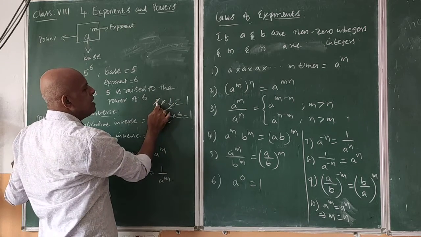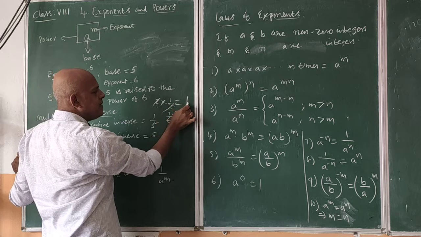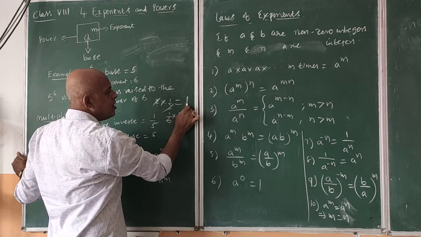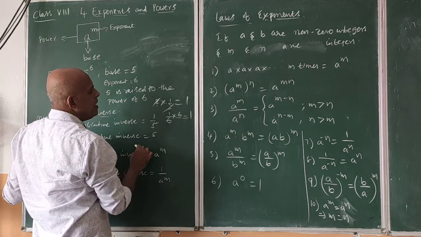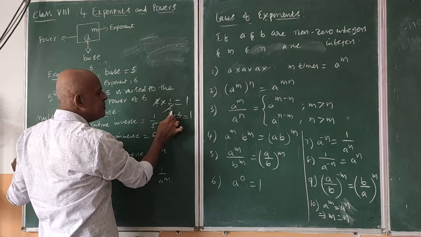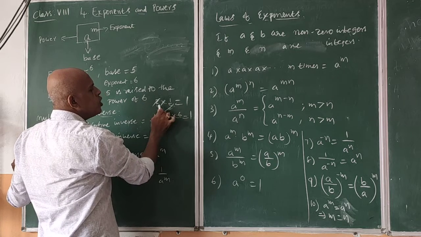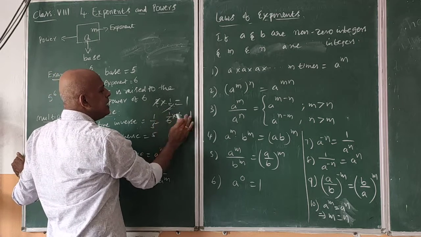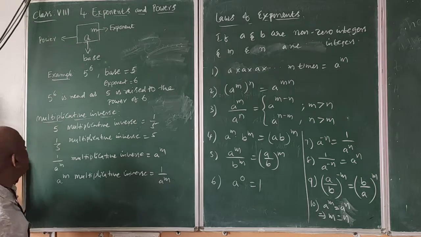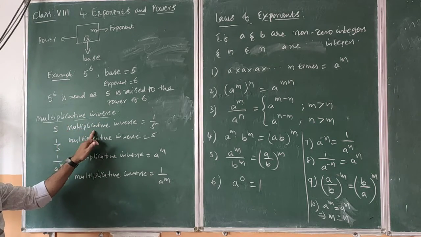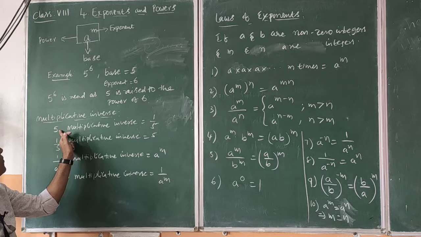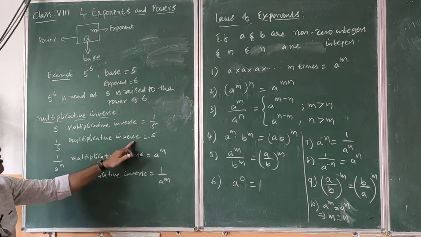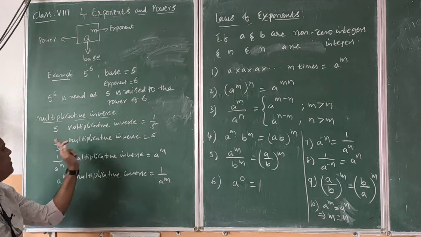So for a given number, if any number is multiplied and the product is 1, the multiplied number is called the multiplicative inverse, and that 1 is called the multiplicative identity. Once again I repeat: for a given number, if you multiply any number and the product is 1, then both are called multiplicative inverses of each other. 5's multiplicative inverse is 1 by 5, because 5 into 1 by 5 gets cancelled to 1. 1 by 5's multiplicative inverse is 5, because 1 by 5 into 5 again gives 1.